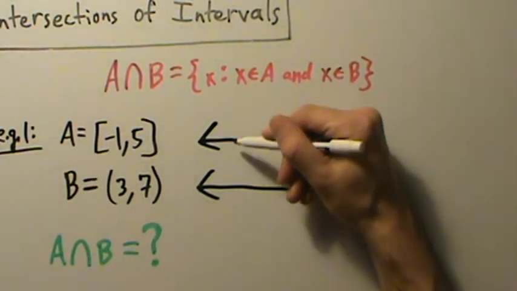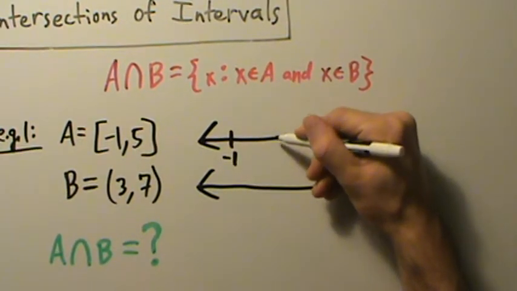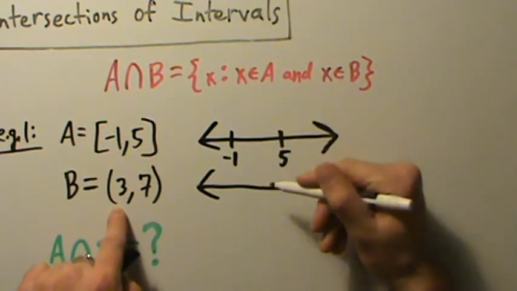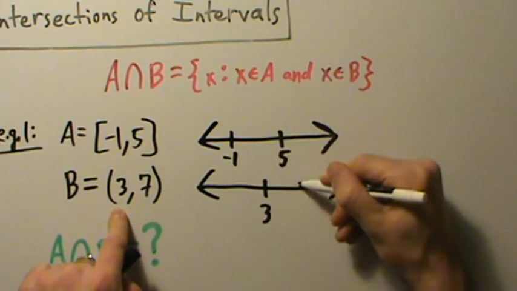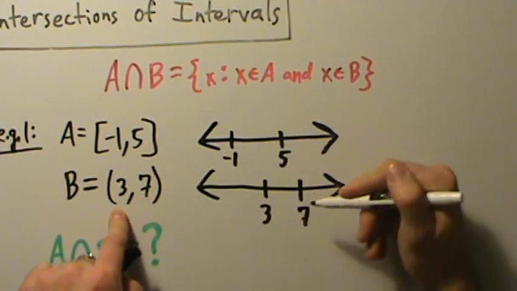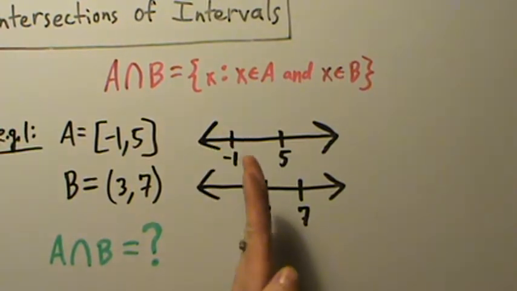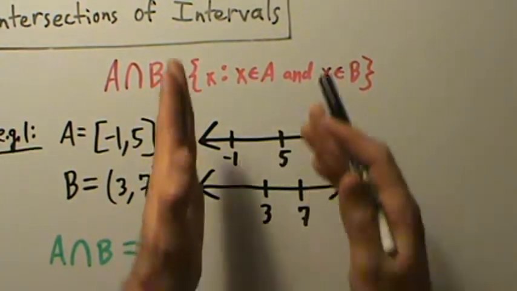So let's put -1 over here. We'll put 5 over here. And then 3 and 7. So 3 is going to have to go somewhere over here, and then 7 goes somewhere over here. If you read everything from left to right, it's -1, then 3, then 5, and then 7. So make sure that we get the order correct, because that's going to help us look for the overlap.